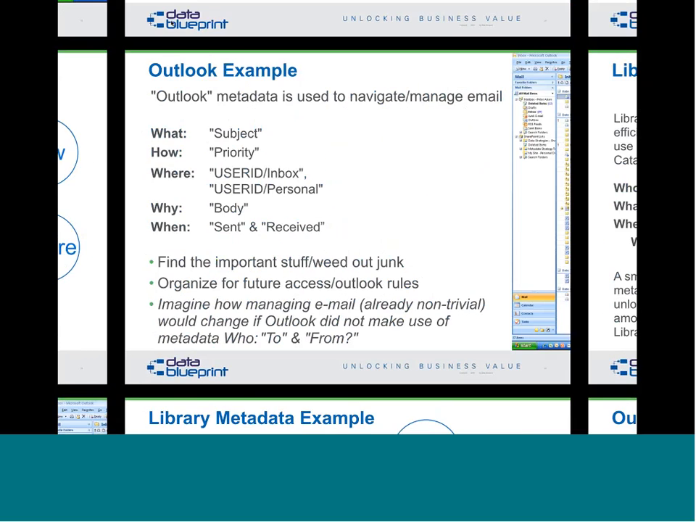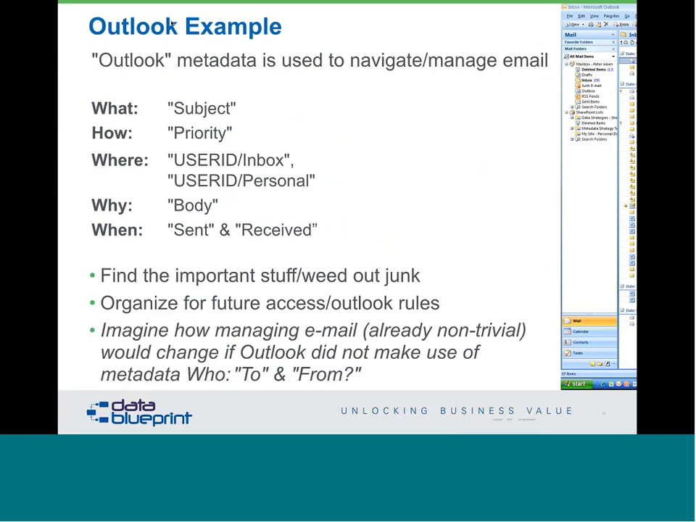If that doesn't mean anything to you, think a little bit about how you would use your inbox if you didn't have the ability to say what in the subject line or how in the priority field. In other words, a message from your boss might be more important than a message from a colleague. The where comes in the user ID versus personal. Body of the text is the why, when, sent, and received. You use this metadata to filter out the important stuff and weed out the junk. You use rules in Outlook or whatever emailer that you use so that you can do this. And again, imagine if you were trying to manage email, which is already a non-trivial problem, if we didn't have the ability to make use of the metadata, such as to or from or other things like that. It would be crazy and nuts.